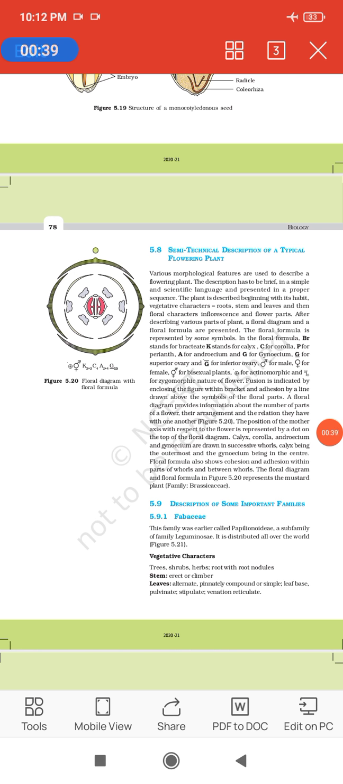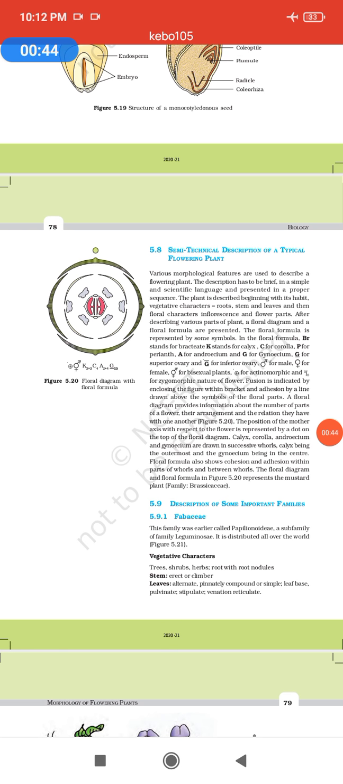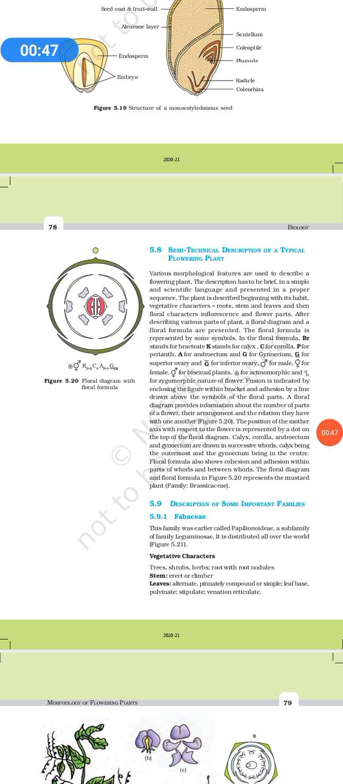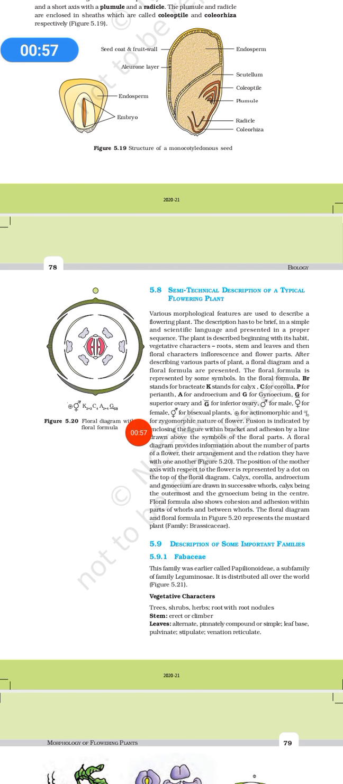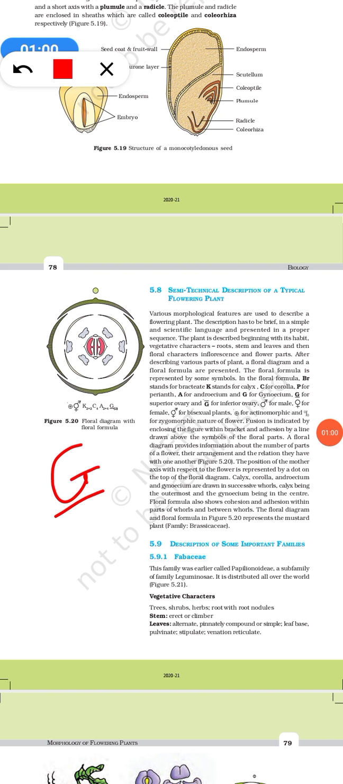Now in the floral formula there are a few symbols which are given. BR is bracteate, K is calyx, C is corolla, P is perianth, A is androecium, G is gynoecium. If I write G and put a line below, that is superior ovary, line above is inferior ovary. For males we give a symbol like this, for females this, and this is bisexual. So this is how we will write.